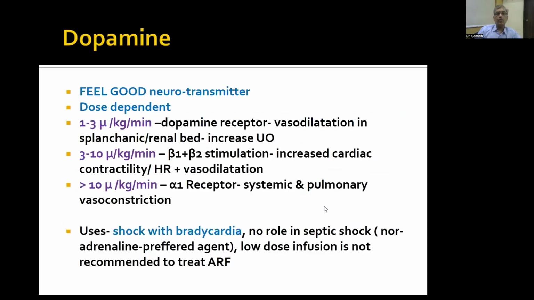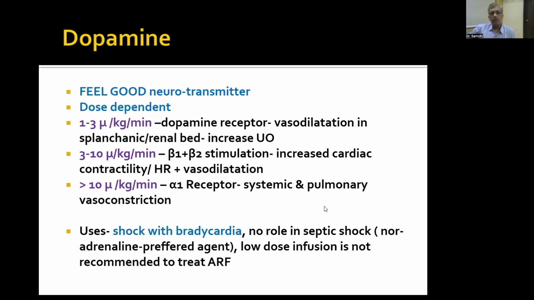The second drug, dopamine, is basically a feel-good neurotransmitter, and in the periphery, it causes a dose-dependent effect as a vasopressor as well as an inotropic effect. In the low dose, it acts on the dopamine receptor, resulting in vasodilatation in the splanchnic and renal bed, which results in an increase in the urine output.